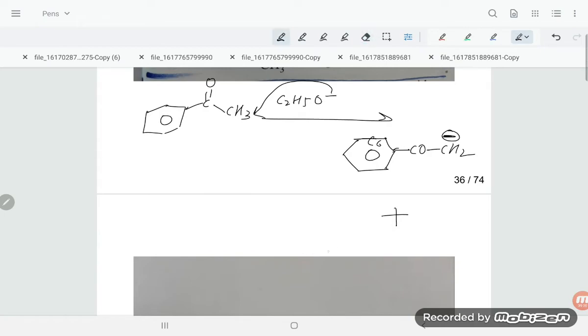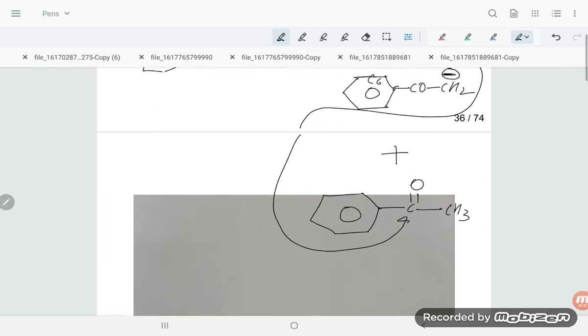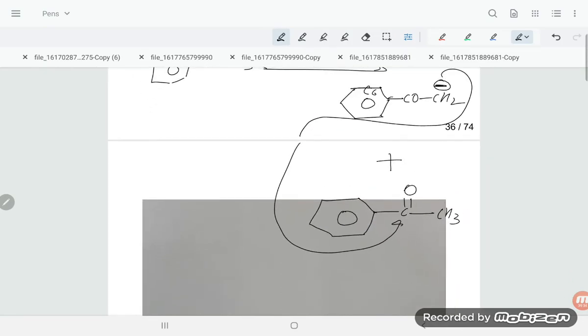Wait, students. Here is another molecule you are taking. Here is C double bond O, and here is CH3. So this negative charge is going to attack on this carbon. Let us have a look at what compound is getting formed. Here is CH3 and this is C, and here is O negative, and here will be CH2, and here is CO, and the ring will form, student.